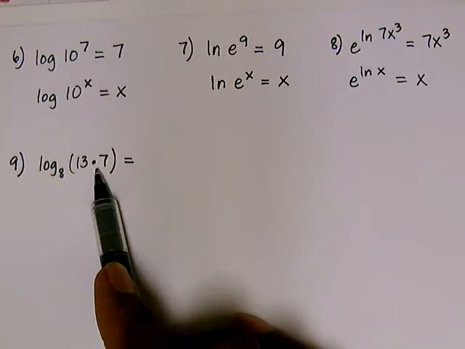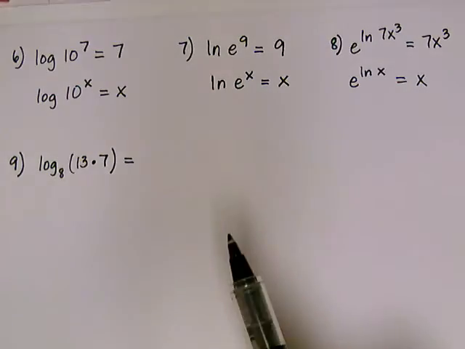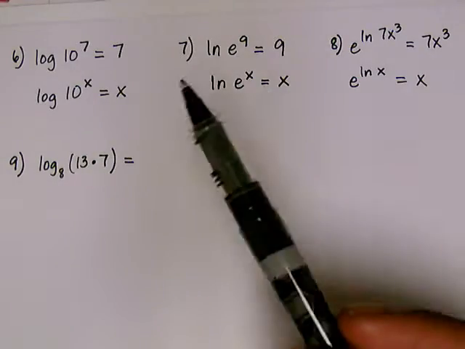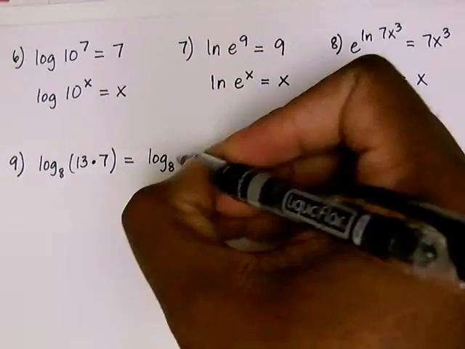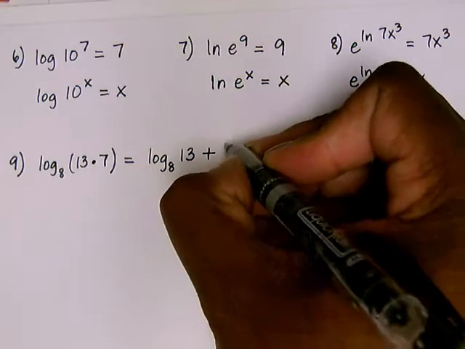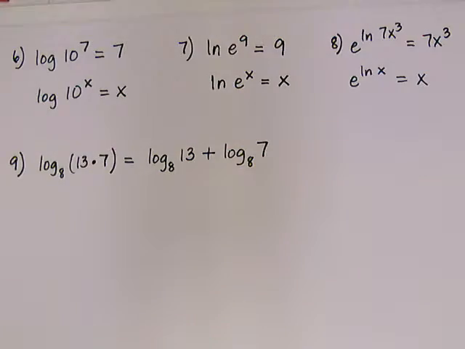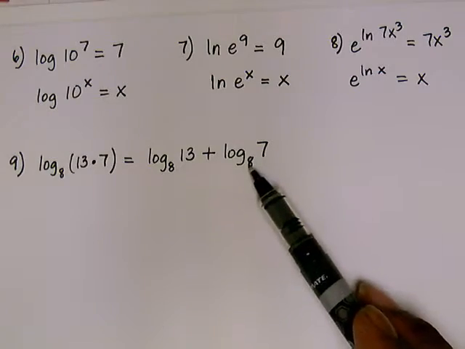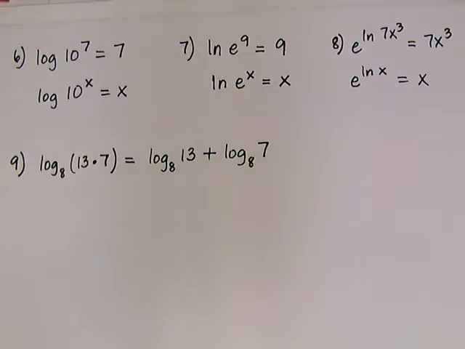Notice we have the log of the product of those two numbers. I can expand that using the sum of their individual logarithms. So log to the base 8 of 13 times 7, expanded using the product rule, will be log to the base 8 of the first number, which is 13, plus log to the base 8 of the second number, which is 7. And that's all there is to it. Because I can't evaluate 8 to what power would give me 13, nor 8 to what power would give me 7, we just leave it like this: log to the base 8 of 13 plus log to the base 8 of 7.